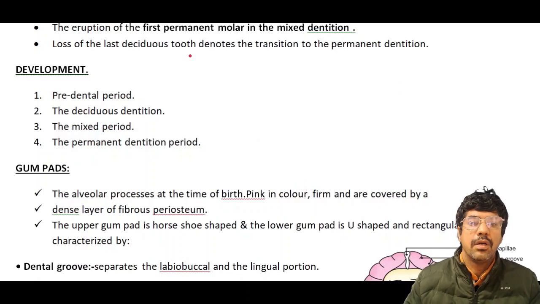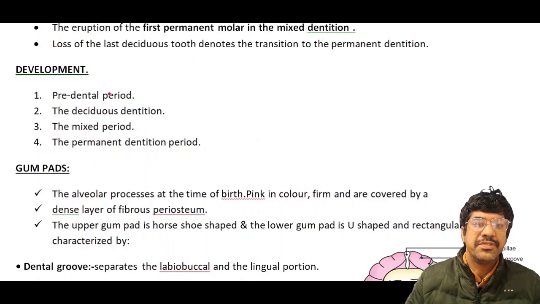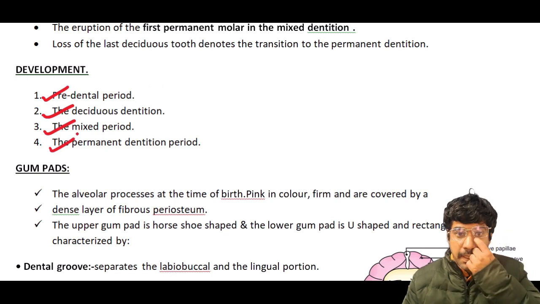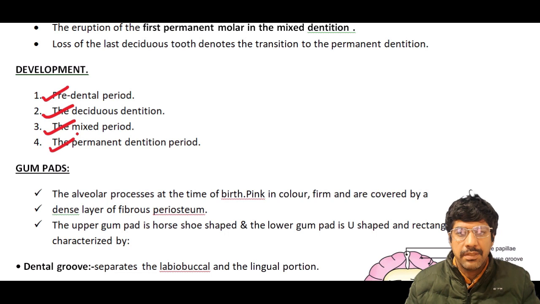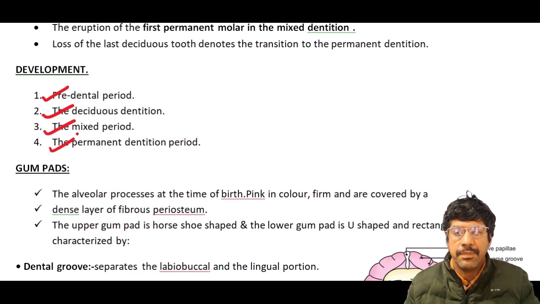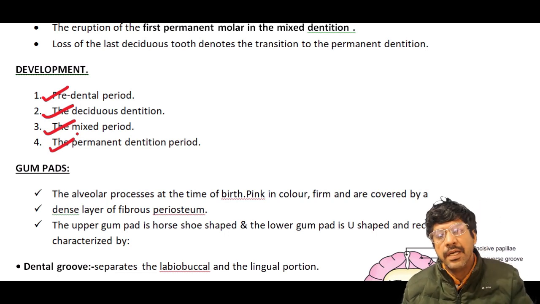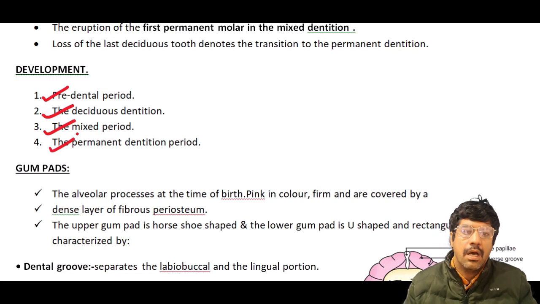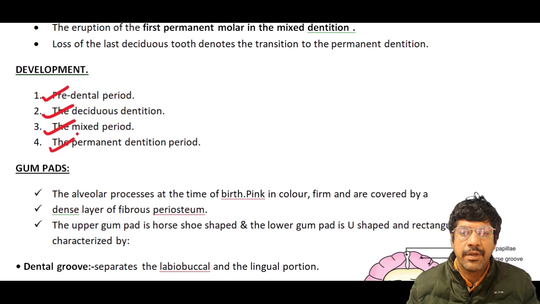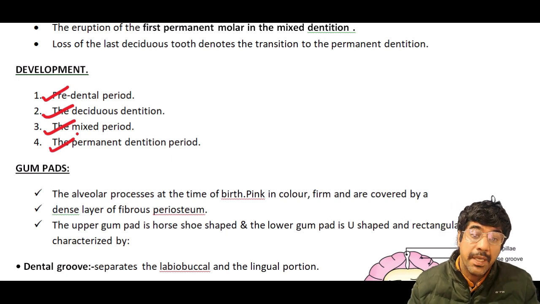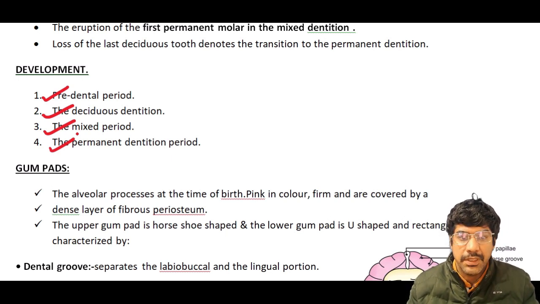The development occurs in the following stages. The first is the pre-dental period, second is the deciduous period, third is the mixed period, and fourth is the permanent dentition period. Now let us discuss the pre-dental period. This stage begins soon after birth and continues until the eruption of the deciduous teeth. During this phase, the jaws and oral structures are developing, preparing for the eruption of the deciduous teeth.